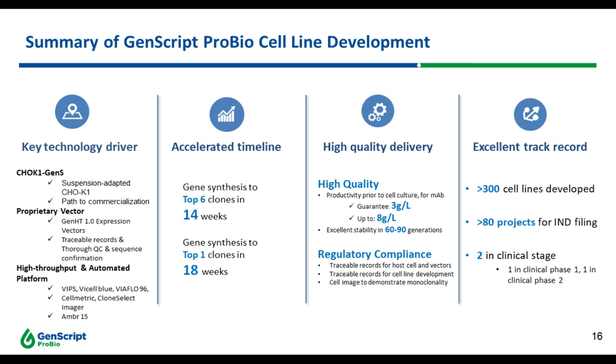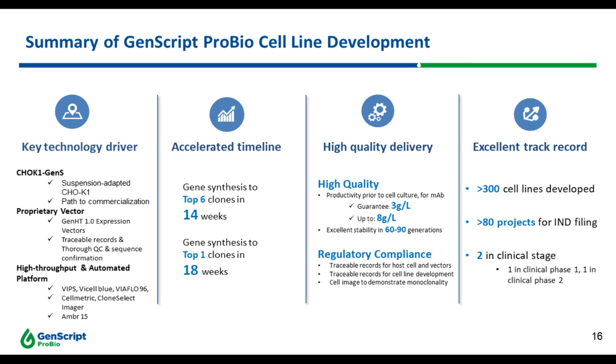For high quality delivery, we can deliver high productivity clones. We guarantee at least 3 grams per liter for monoclonal antibody. It can actually produce up to 8 or even 10 grams per liter. In most of our projects, they exhibit excellent stability in 60 to 90 generation stability studies. They are regulatory compliant with traceable source records of host cells and vectors, traceable records of cell line development, and we also provide cell images to demonstrate monoclonality.